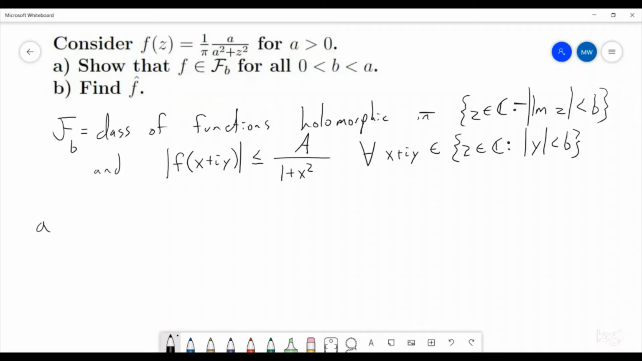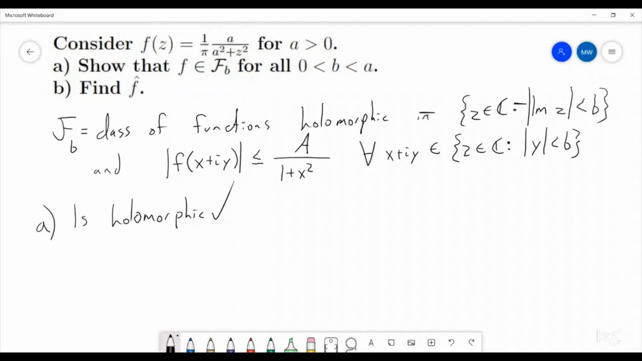So what we are going to do for this first is prove that our function is going to be holomorphic in that strip, which is not actually that hard. It's pretty straightforward because f has two poles at plus and minus ai, and ai is going to be outside the strip. So this is going to be holomorphic. So it is holomorphic. We're just going to accept that.